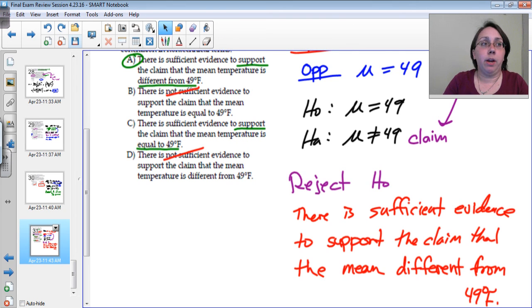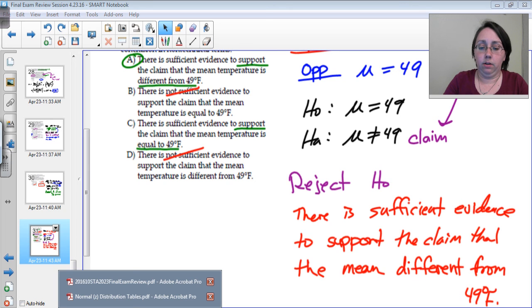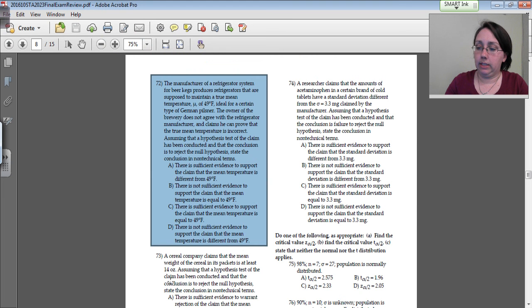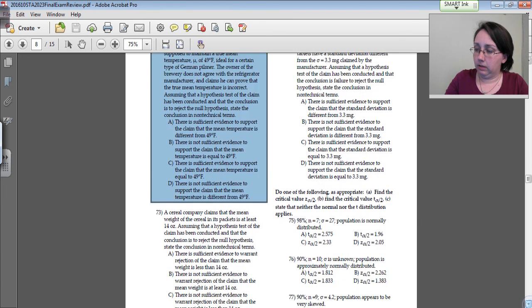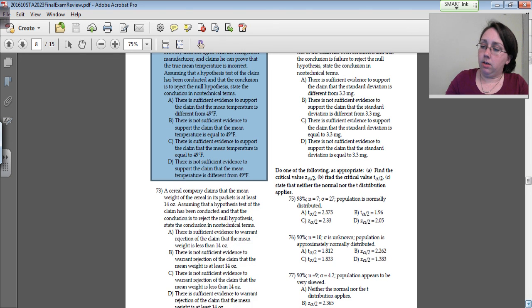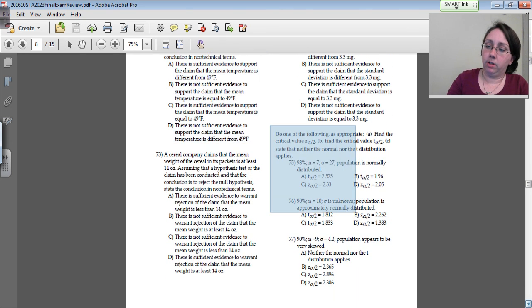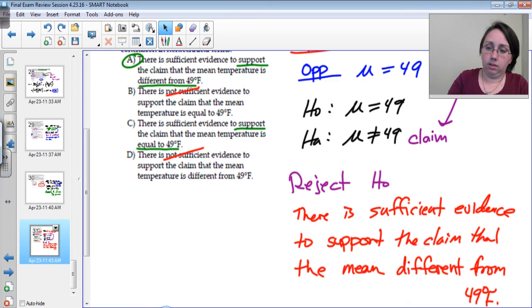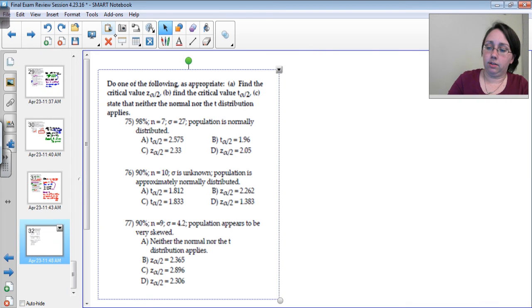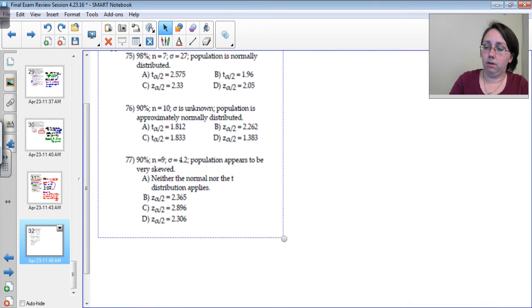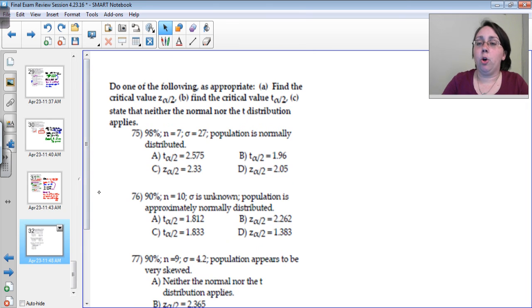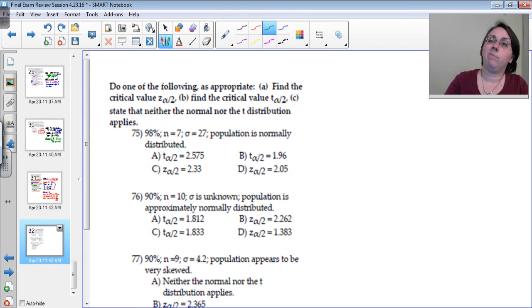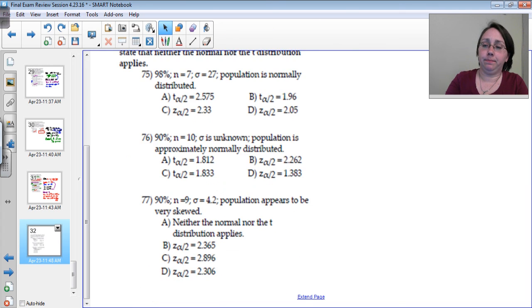All right, one more and then we'll take a break. 76. Can I just do all three of those in one shot? It's a lot better than one at a time. All right. So, Z, T, or neither. How do you determine? That's what it's asking. I want to know the definition. How do you determine Z, T, or neither?